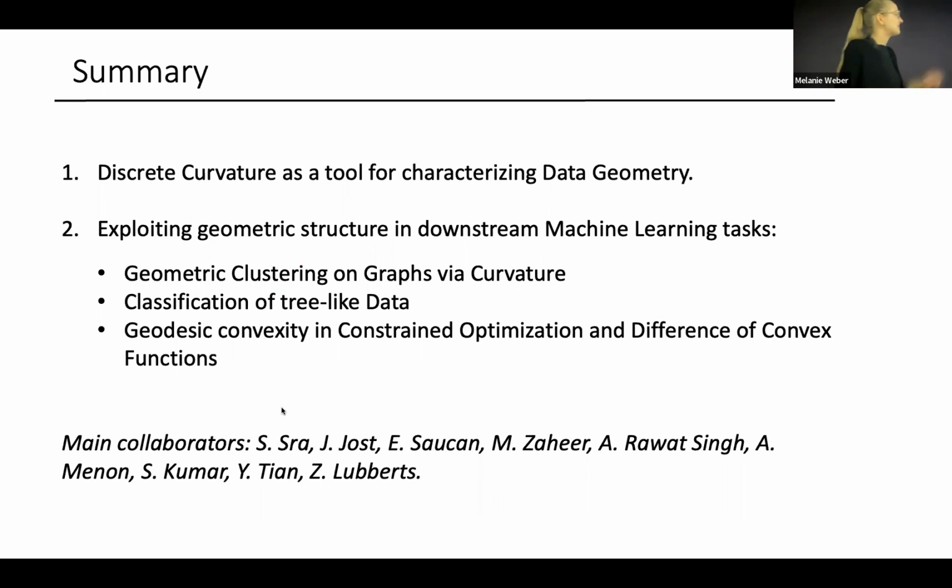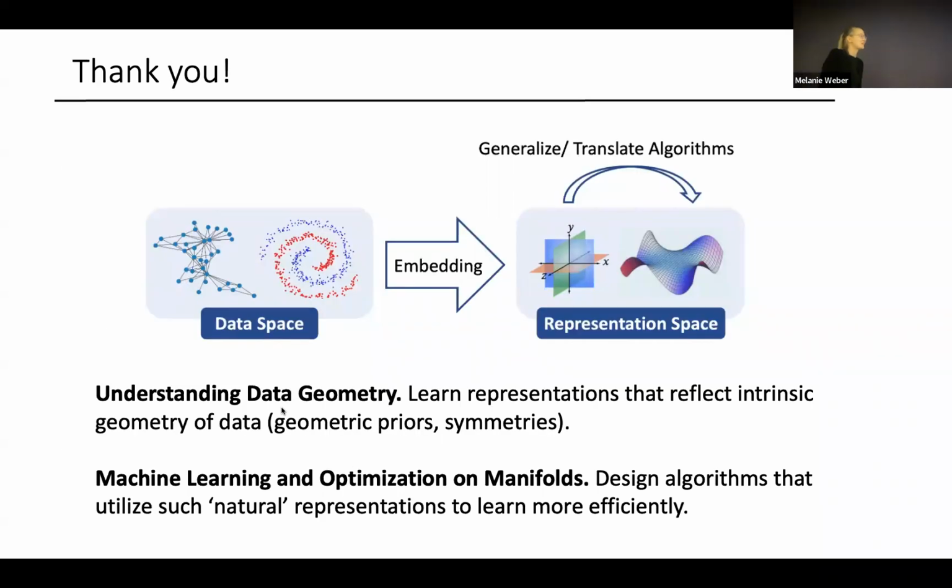Okay, maybe I skipped that. To summarize, we've seen lots of examples where we can exploit geometric structure in downstream machine learning tasks. We started with a brief first part of the talk on discrete curvatures as a tool for characterizing data geometry. And then we've seen essentially three different examples: classification of tree-like data, geometric clustering on graphs, and then at the very end, optimization on manifolds. Yeah, and with that, thank you. Sorry for going over time.